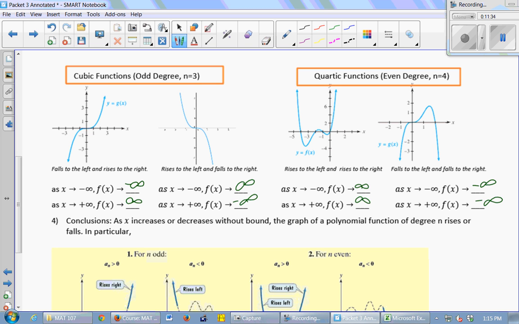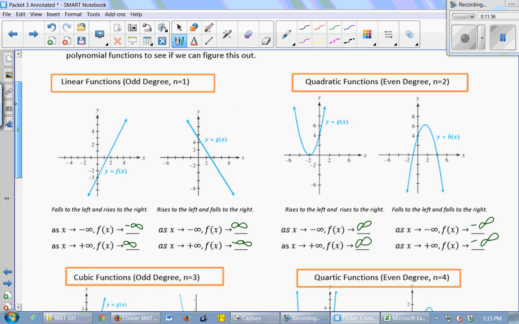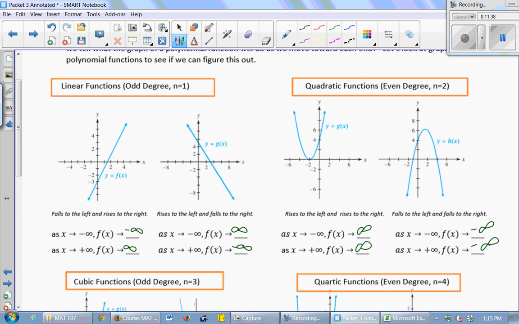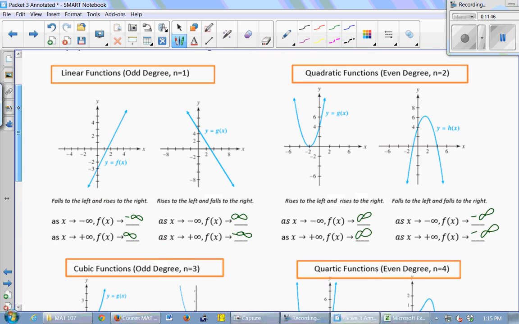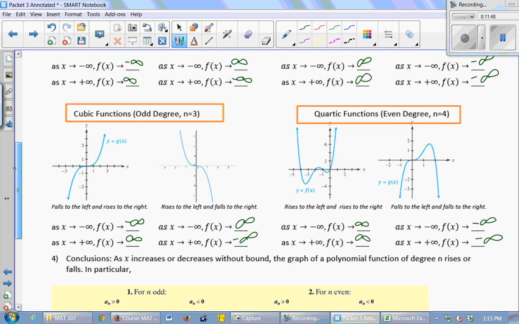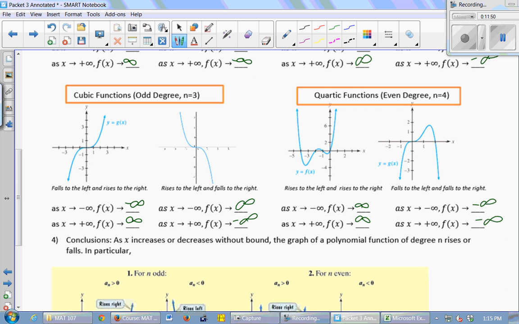So maybe you saw the pattern here, right? When the degree was odd, like when it was 1 or 3, the ends do opposite things. One goes up and one goes down. When the degree was even, like 2 or 4, the end behavior did the same thing in both directions. Either they were both up or both down.